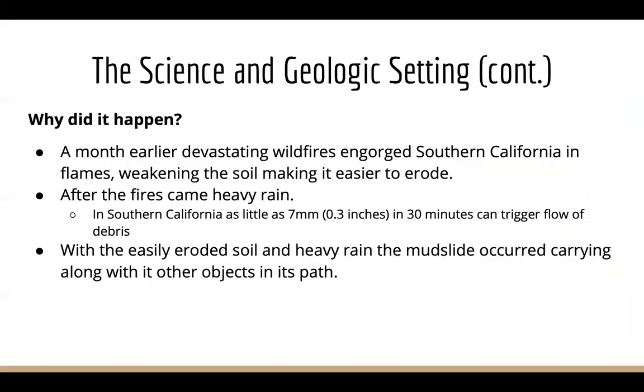So why did this event happen? As previously mentioned, prior to the landslide, Southern California was engulfed in the 2017 fires. The fires charred the hills and changed the soil, making it easier to erode. After the devastation of the fires came heavy rain. In Southern California, you don't need much before triggering a mudflow. With heavy rain came the erosion of soil downhill, along with other things within its path.